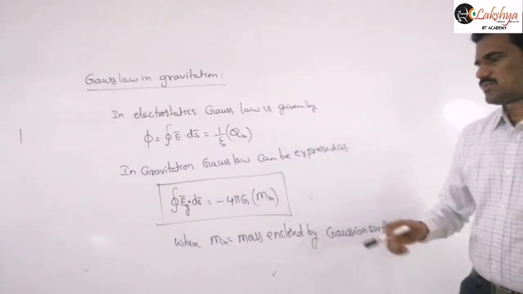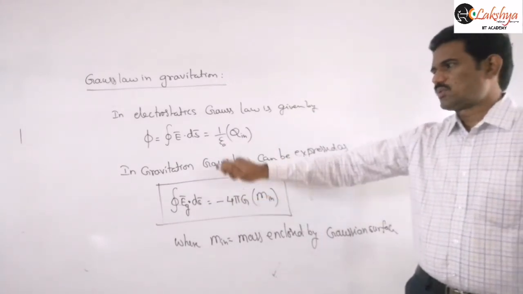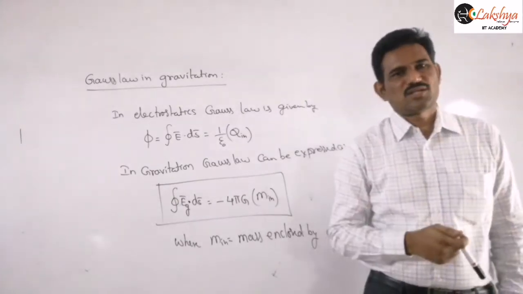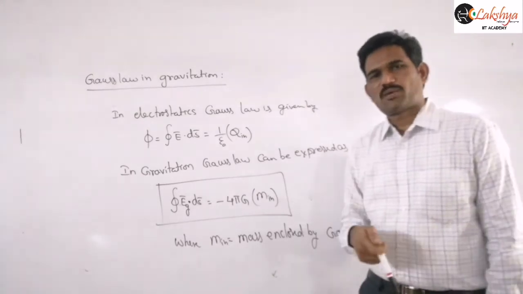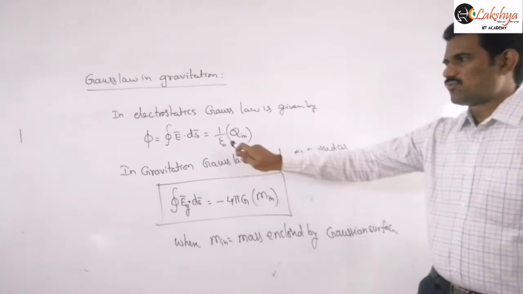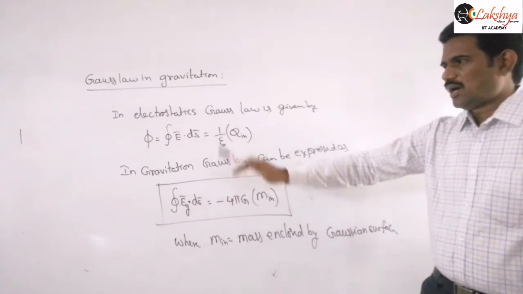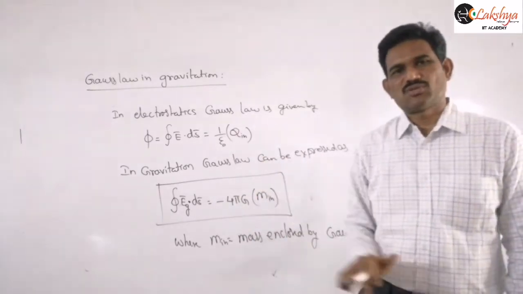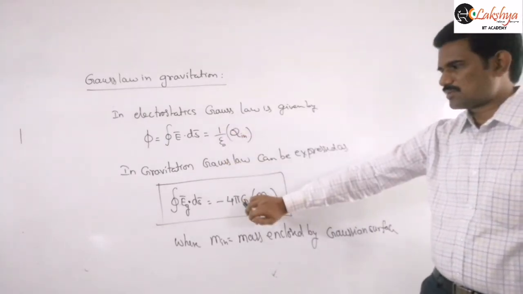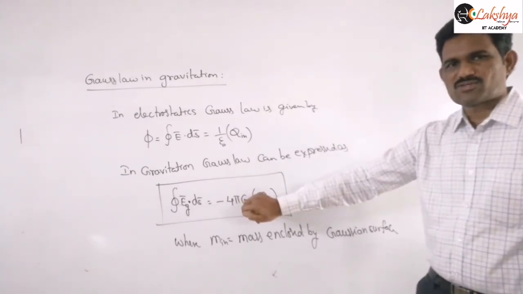Instead of 1 by epsilon naught, we need to take this, because the proportionality constant in Coulomb's law is 1 by 4 pi epsilon naught, and in gravitation it is G. So that is how we get that 4 pi. The total derivation is not required, you just need to remember that 1 by epsilon naught is to be replaced by minus 4 pi G. This G is our universal gravitational constant, right?